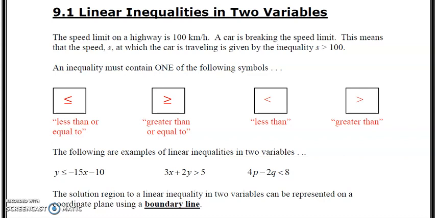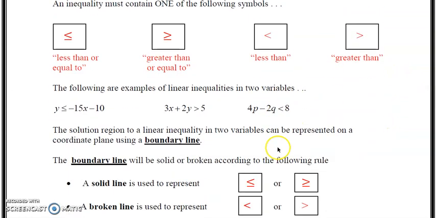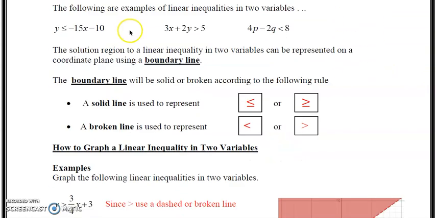An inequality sign must contain one of the following symbols. The first one there is less than or equal to. The second one you see on your page here is greater than or equal to. The third here is less than, and the final one here is greater than. No order, of course. So here are some examples of linear inequalities in two variables.